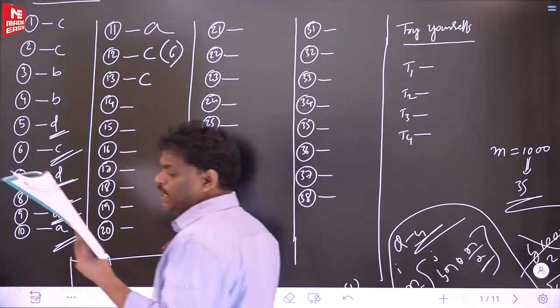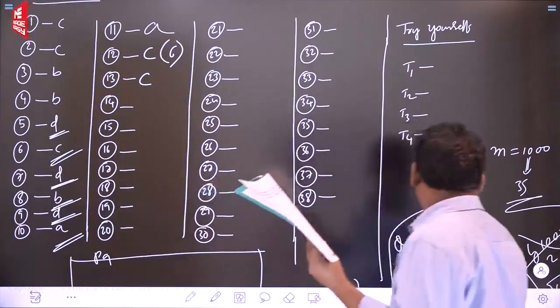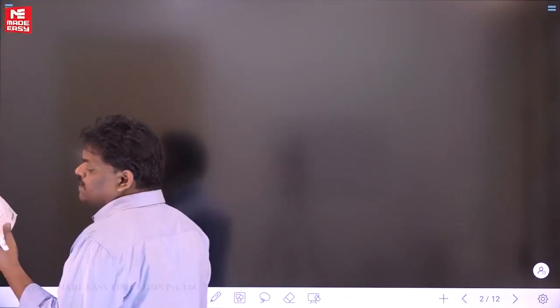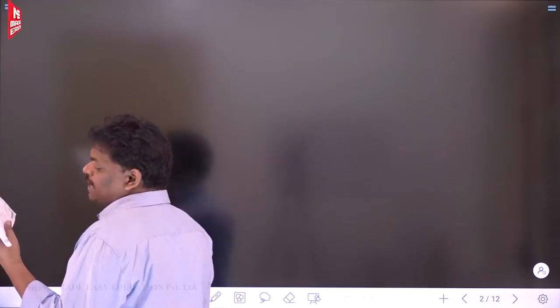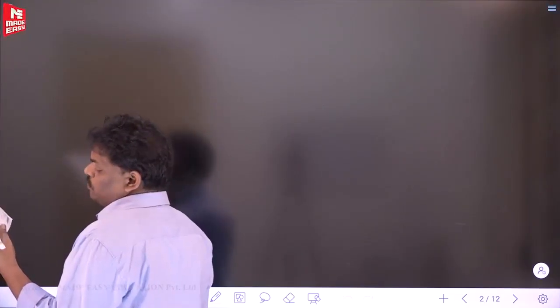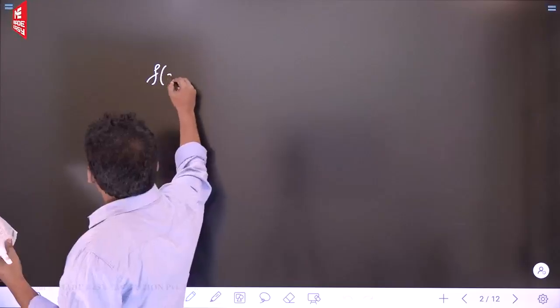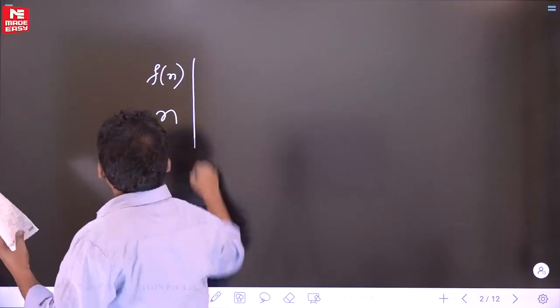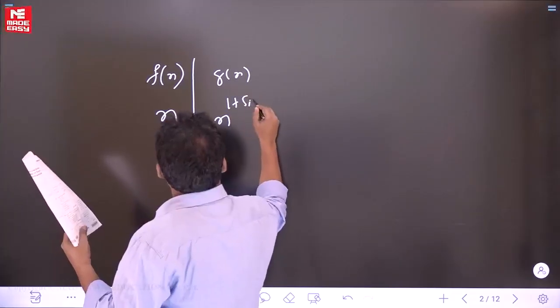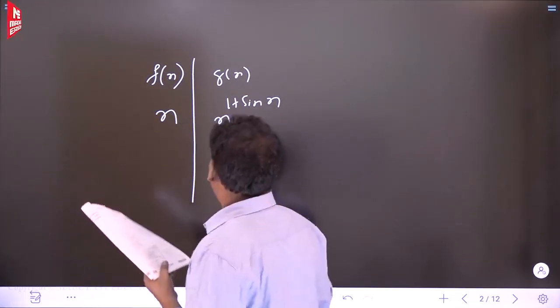Go to question number 14. This also we did in the classroom, right? Question number 14: F of n is n. G of n is n power 1 plus sin n, where n is a positive number. Then which one of the following statements is true? What is the relation between these two?